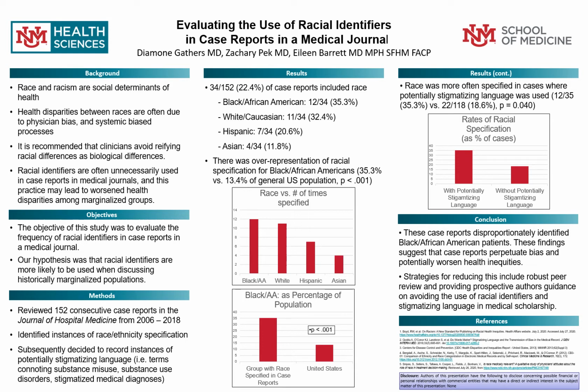In this project, we review case reports in a medical journal, with the hypothesis being that racial identifiers are often unnecessarily used in these case reports, especially when used to identify marginalized groups. We reviewed case reports in the Journal of Hospital Medicine, published from the years 2006 to 2018. 152 consecutive case reports were included in our analysis, and we reviewed these cases for specification of race or ethnicity.